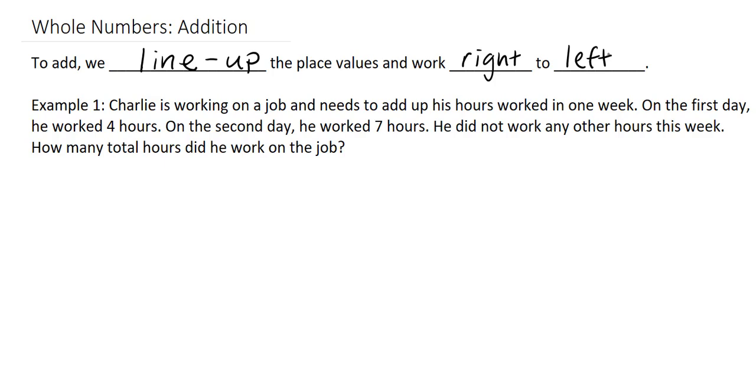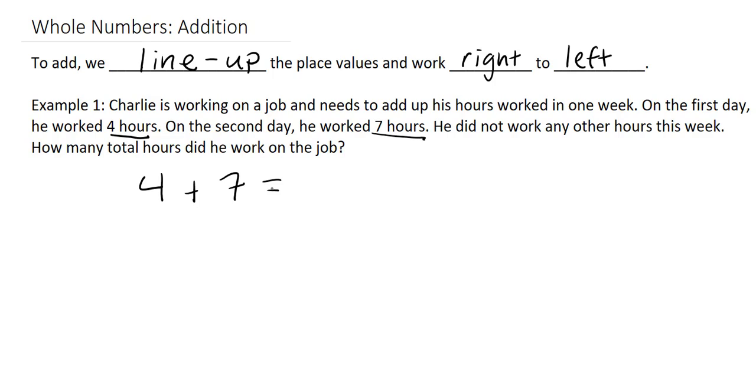Charlie is working on a job and needs to add up his hours worked in 1 week. On the first day, he worked 4 hours. On the second day, he worked 7 hours. He did not work any other hours this week. How many total hours did he work on the job? So for this problem, we need to add 4 hours and 7 hours. So we can go 4 plus 7 is our problem.